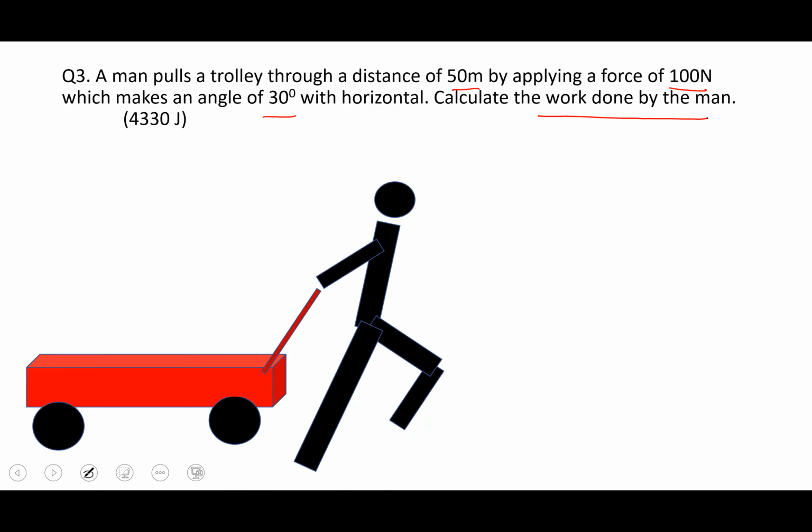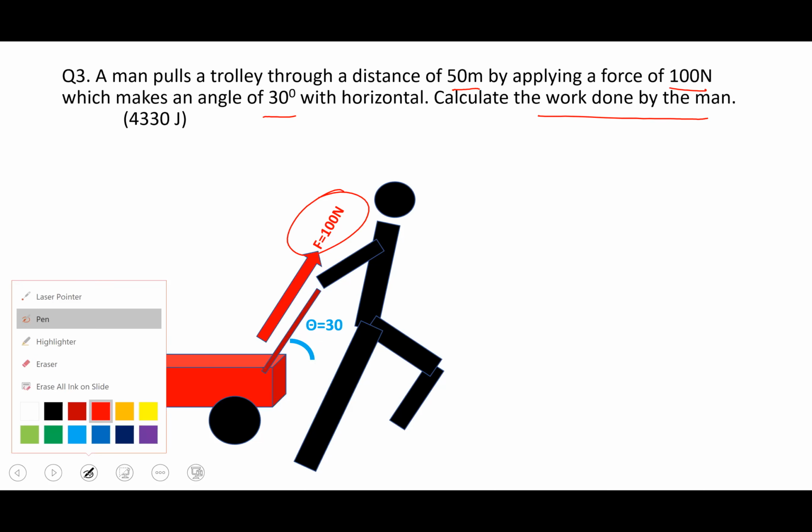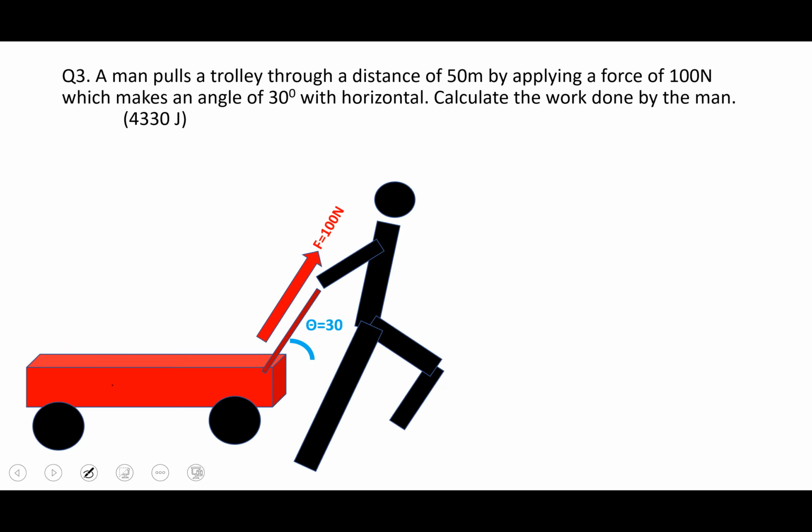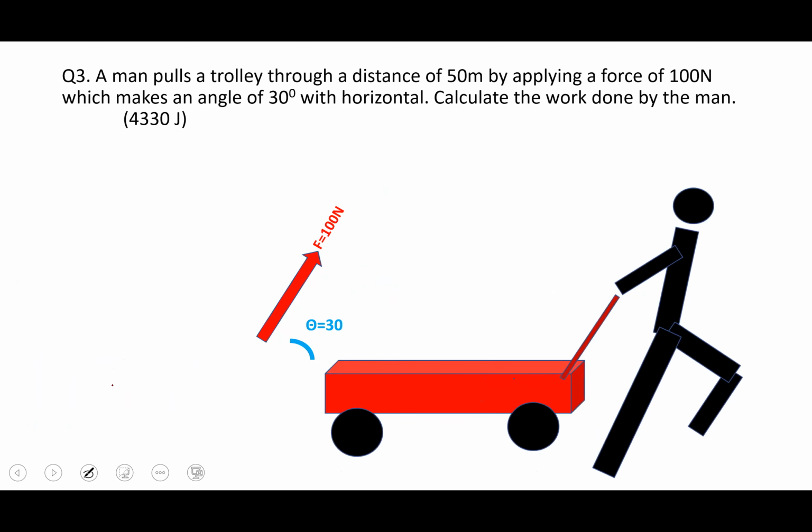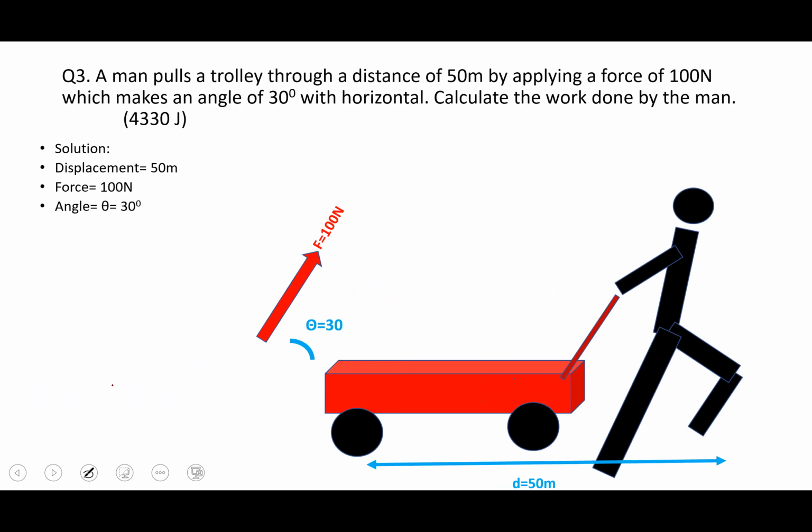So here's the man with a trolley, and he's basically pulling this trolley, making an angle of 30 degrees with the horizontal, and the force applied over here is 100 Newton. Now in this case, let's move the man. He's moving from this point to this point, and he says that a distance of 50 meters was traveled. So here we have the data now.